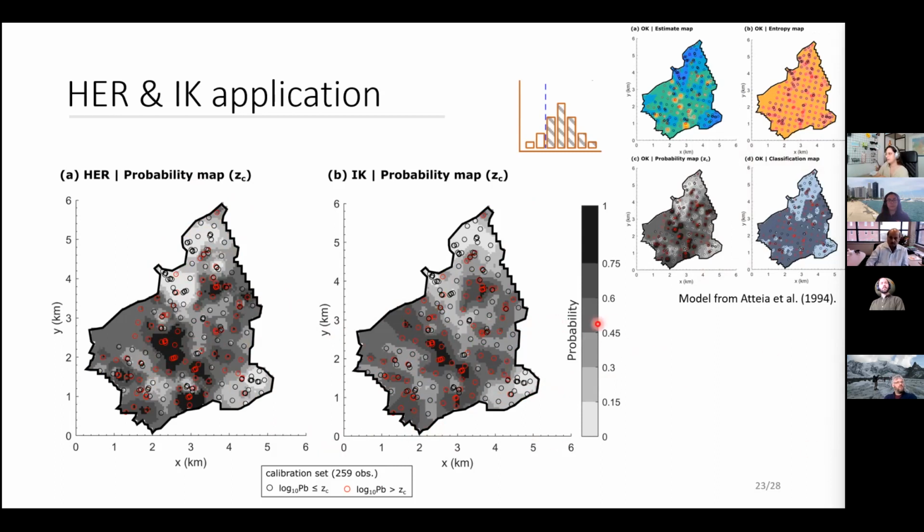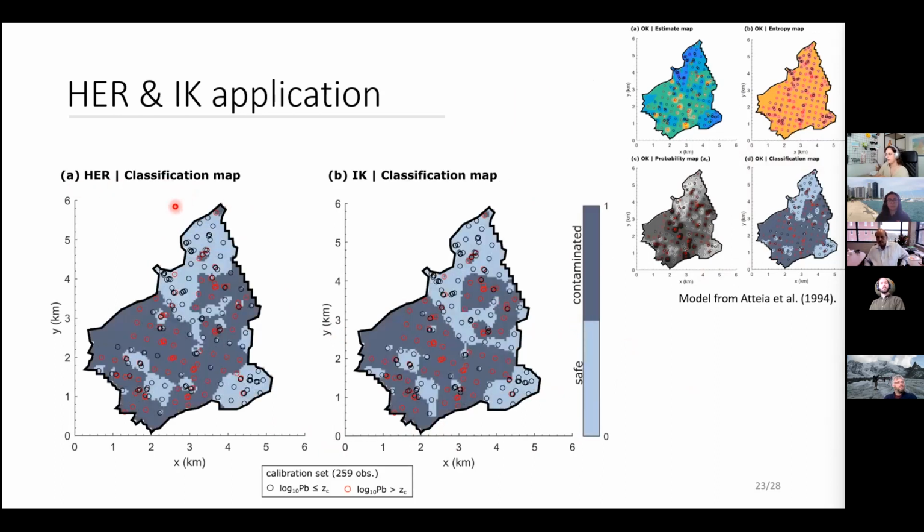And finally, if we set a cutoff here in this probability, we can binarize our map into a contaminated and safe soil map. And yeah, we call it the classification map here.